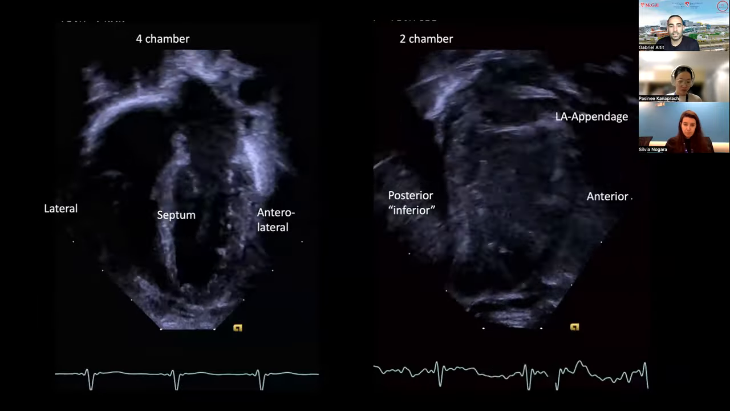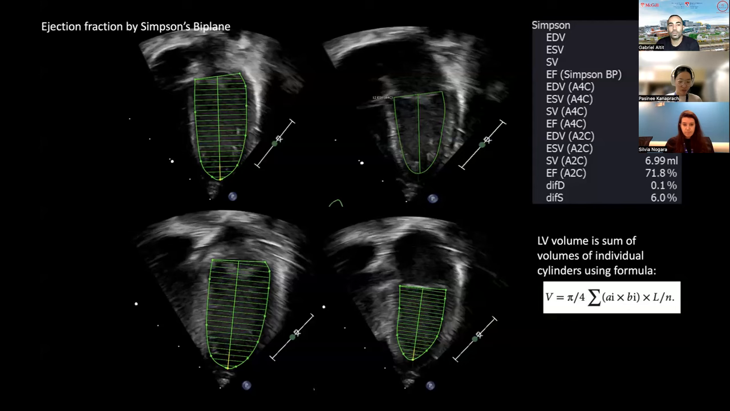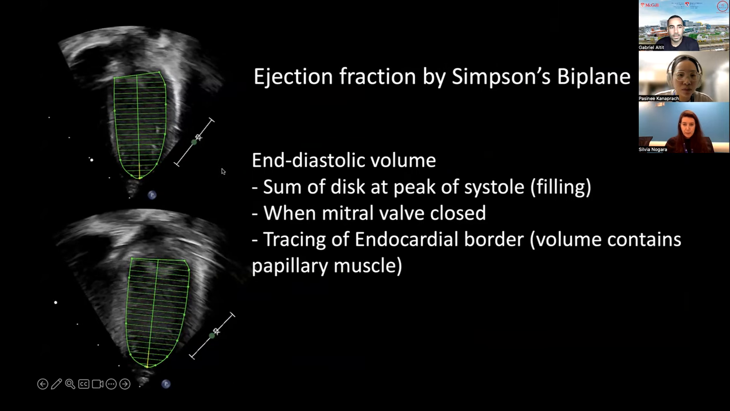You have to pause it when it's completely filled, but at the valve closure. At the valve closure, not when the valve is open. Same thing in systole at the valve closure. Diastole valve closure, systole valve closure. And then you do what? You actually try to trace your endocardial border. Okay. And you should not trace the papillary muscle. You don't trace it. You include the papillary muscle. Does that make sense? So you really trace your endocardial border.